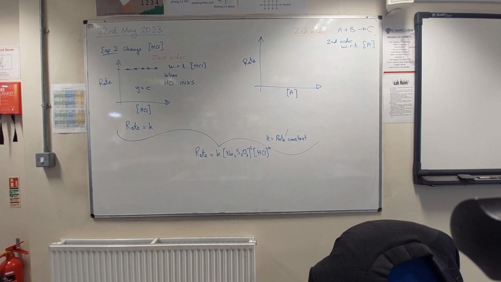What are the conditions? I'll talk about the conditions when we understand a little bit more about rate and rate order and how they arise. For the moment, just accept that this reactant is second order. So if I change the concentration of that reactant, how would that affect the rate?